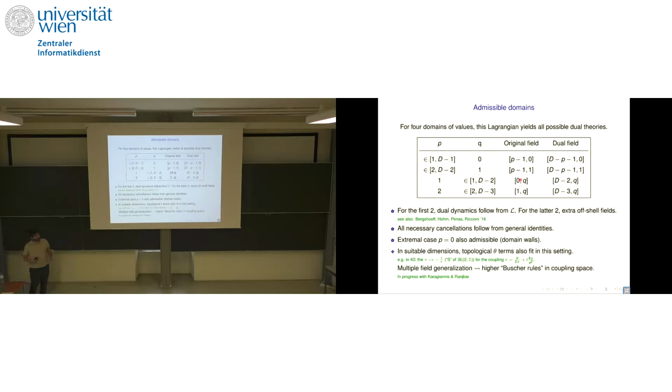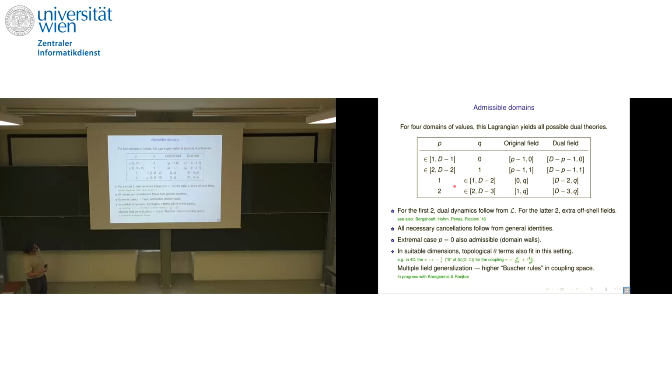And in particular, these are the admissible domains. There are four domains of values for which this Lagrangian gives you everything. And these domains are basically for q equals 0 and q equals 1. Then p is in some large domain of values also. In the q equals 0 case, it's the standard p-form duality, right? You start with a (p-1)-form and go to a (d-p-1)-form. For the q equals 1 case, it's the standard graviton, or generalized graviton, duality. You start from a (p-1,1) tensor and go to (d-p-1,1).